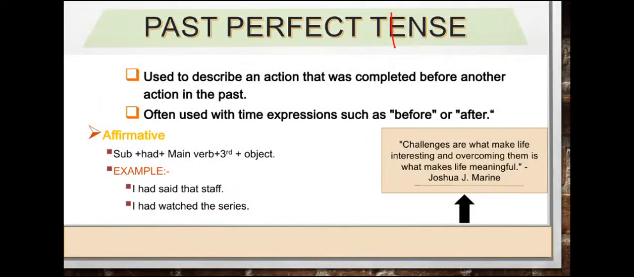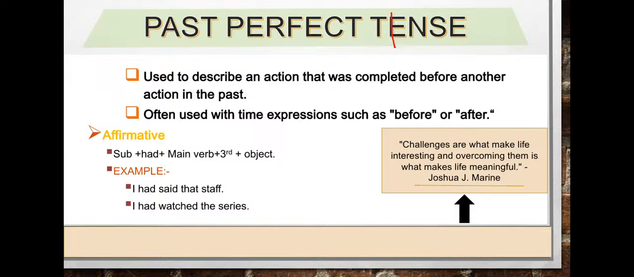Let's get into past perfect, ladies and gentlemen. Past perfect continuous. Not actually, someone is calling me and that is taking my attention away.